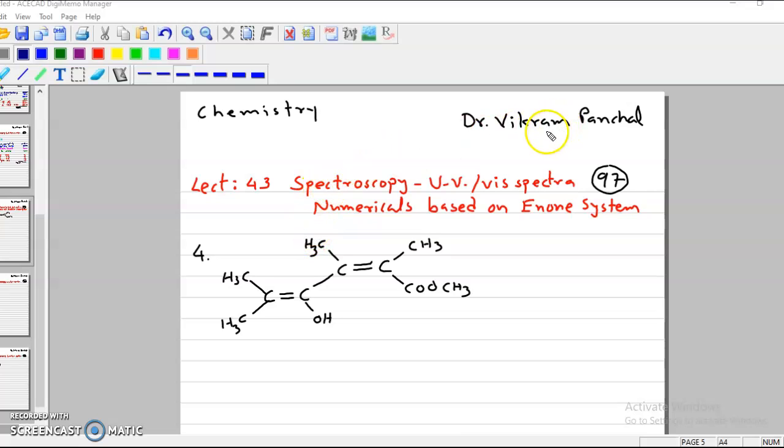This is Dr. Vikram Panchal and I'm dealing with chemistry spectroscopy. And this is the chapter on ultraviolet visible spectra, and in this chapter this is lecture number 43. In this lecture I will explain you numericals based on Enone system. For example, this compound is given to you.